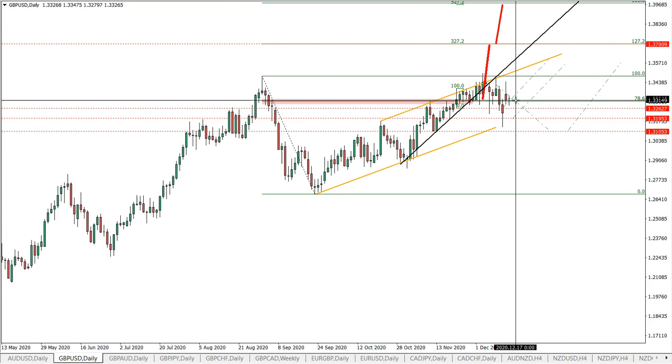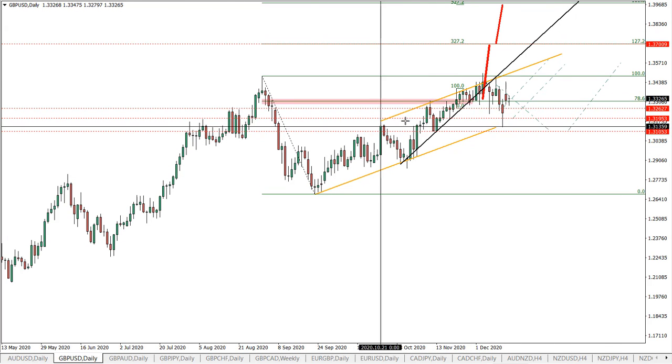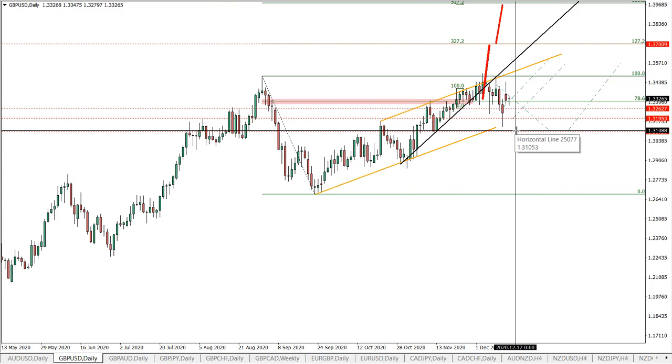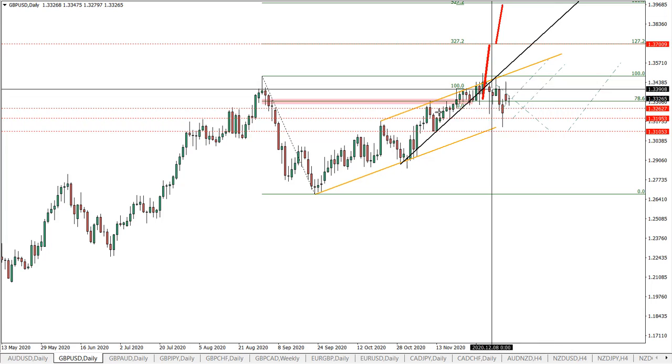Pound dollar consolidating. Well, I do expect continuation of the uptrend. So here, as long as we hold above this level, it should be an uptrend continuation.